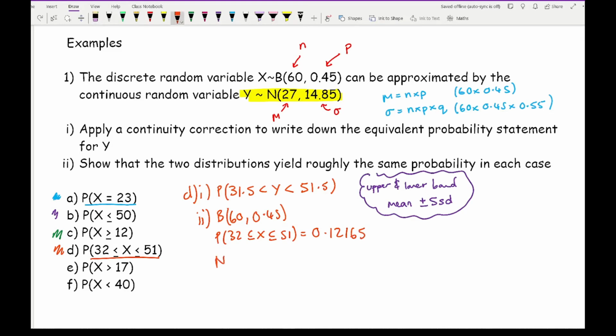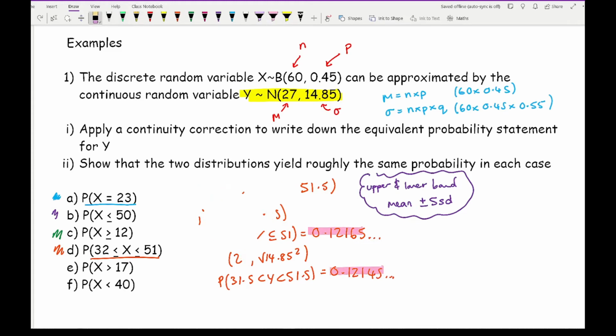And then working it out with the normal distribution with 27 and root 14.85 squared. Again, I'm working out the probability between 31.5 and 51.5. So your lower limit is going to be 31.5, your upper limit is going to be 51.5, the mean is 27, your standard deviation is root 14.85, and that should give you an answer of 0.12145. And again, you can see that those numbers are very, very similar.